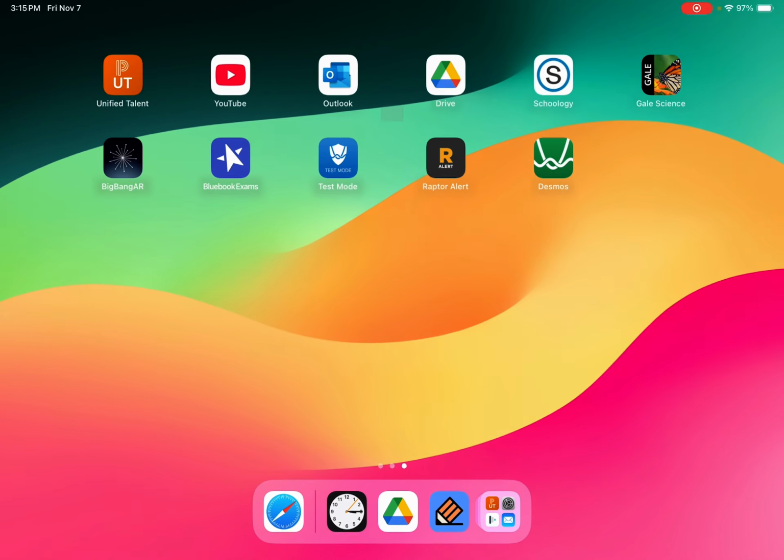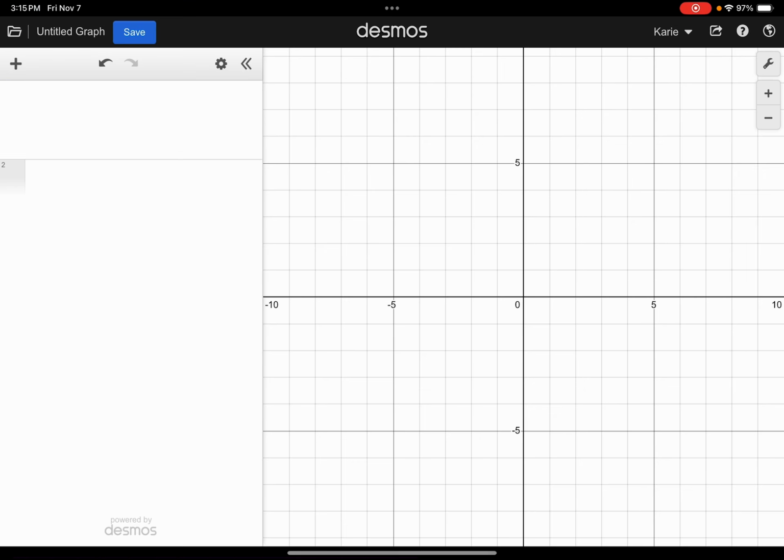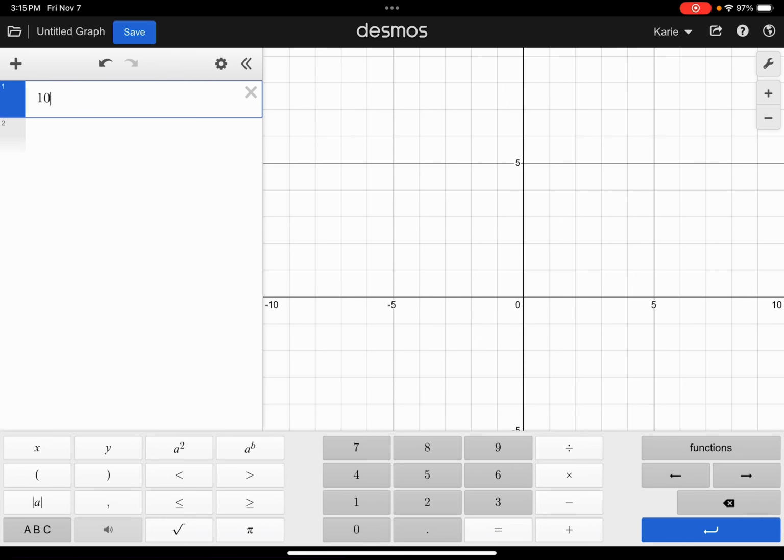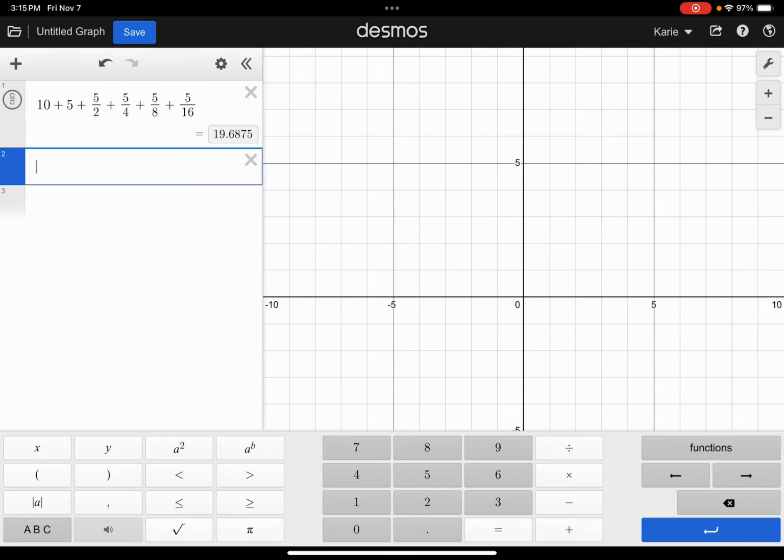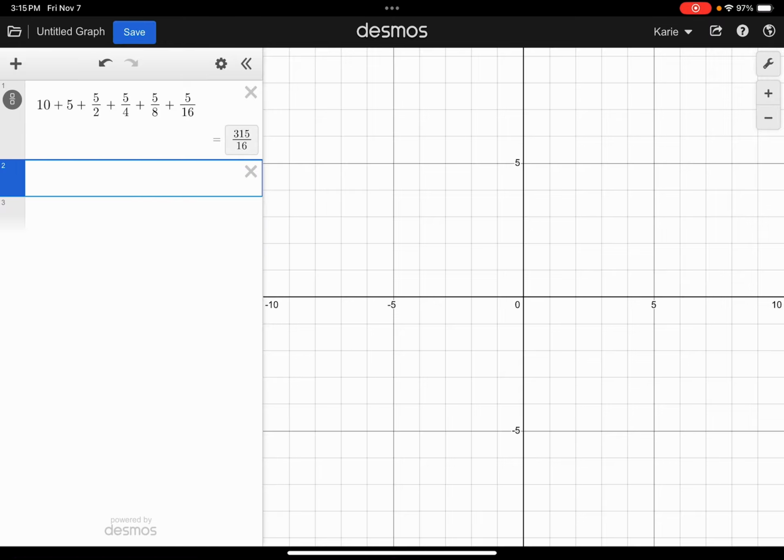Let's see, there's Desmos. I had 10 plus 5 plus 5 over 2 plus, oh, nope, let's try that again. Plus 5 over 4, plus 5 over 8, plus 5 over 16, if I remember correctly. Okay, so here we just got 19.6875. Or, actually, I got excited. I didn't realize this before, but that button over there changes it to a fraction. And fractions are often very nice to work with.